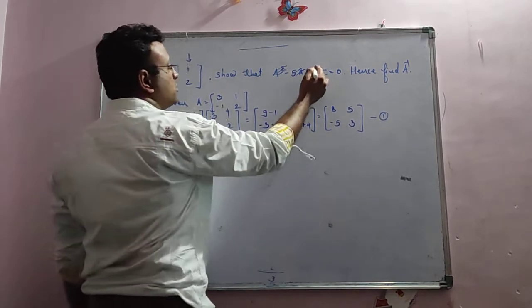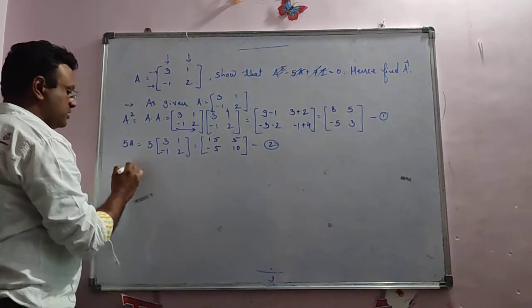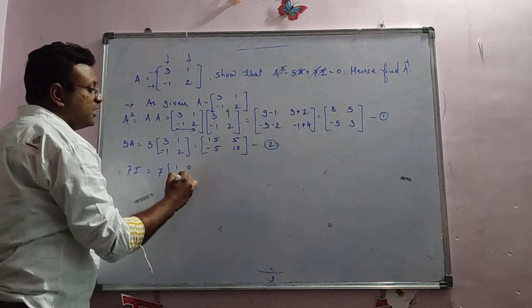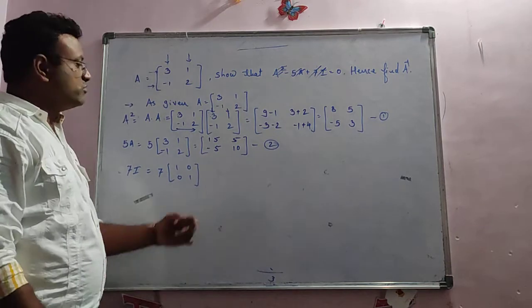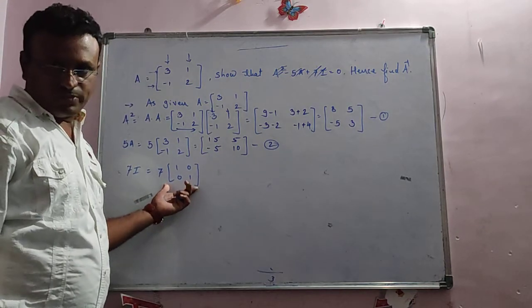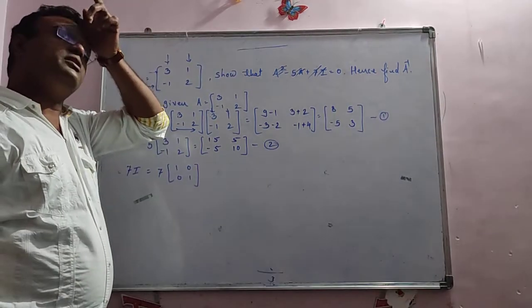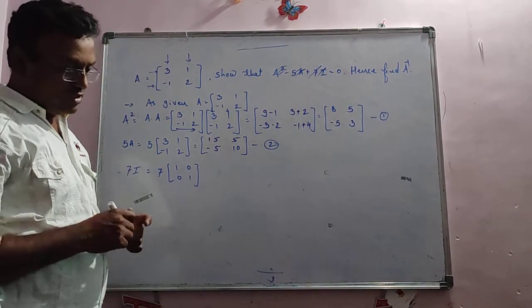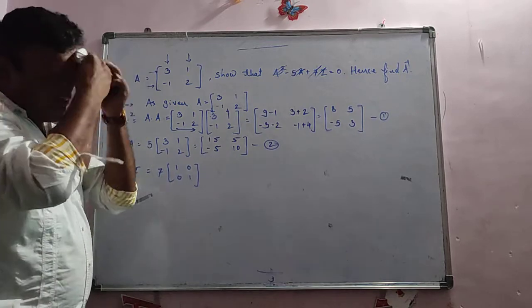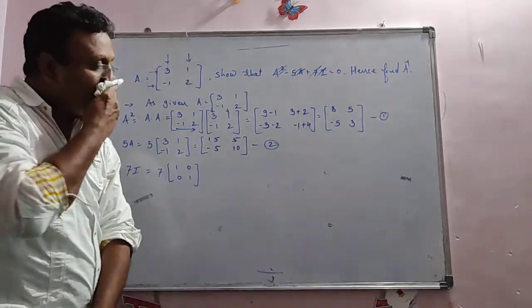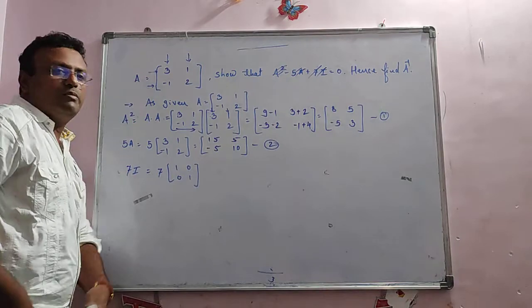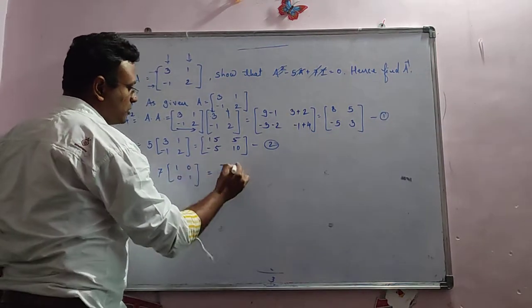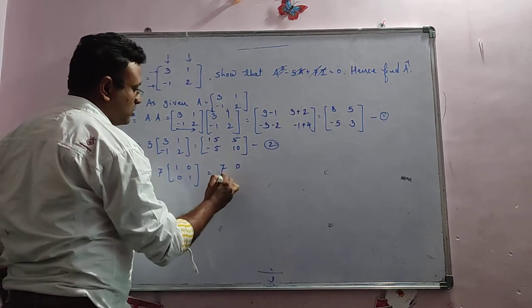Now we will find this third one, that is 7I. 7 is a scalar, I is the identity matrix. As A is a 2 by 2, we will take I also 2 by 2. If A had been a 3 by 3, then we would have taken I also 3 by 3, that is 1, 0, 0, 0, 1, 0 and 0, 0, 1. Now this 7 will multiply each element: 7 into 1, 7 into 0, 7 into 0, 7 into 1.